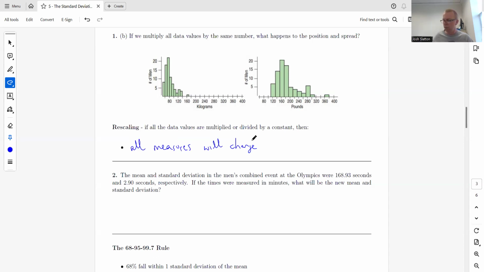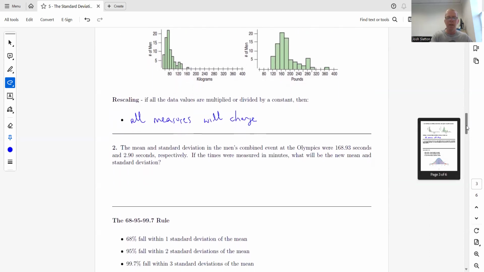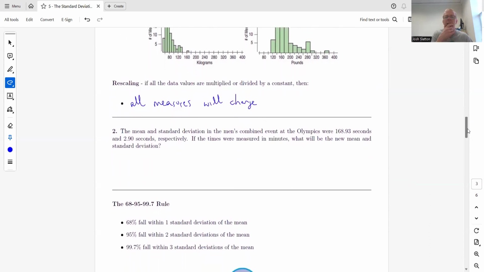All right, so let's look at this example. The mean and standard deviation in the men's combined event at the Olympics were 168.93 seconds and 2.90 seconds, respectively. If the times were measured in minutes, what will be the new mean and standard deviation? If we go from seconds to minutes, are we going to be multiplying or dividing, or are we going to be adding or subtracting? Obviously we're going to be dividing. To go from seconds to minutes, you divide by 60.